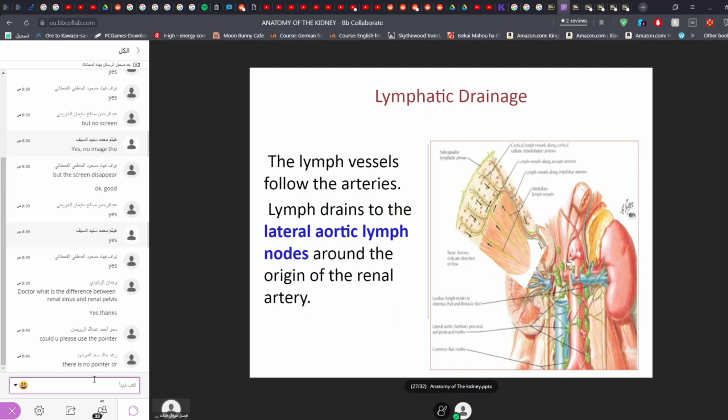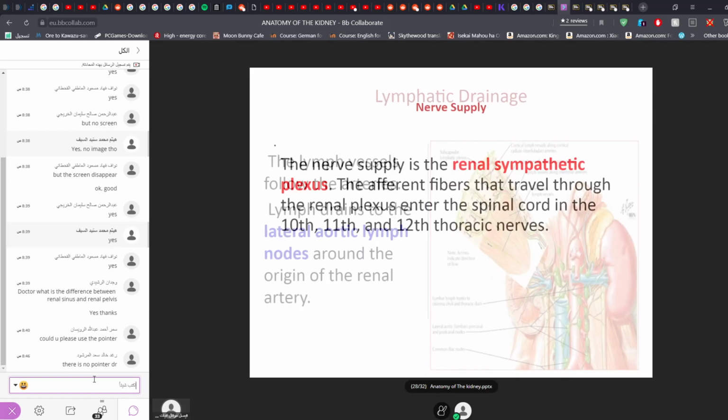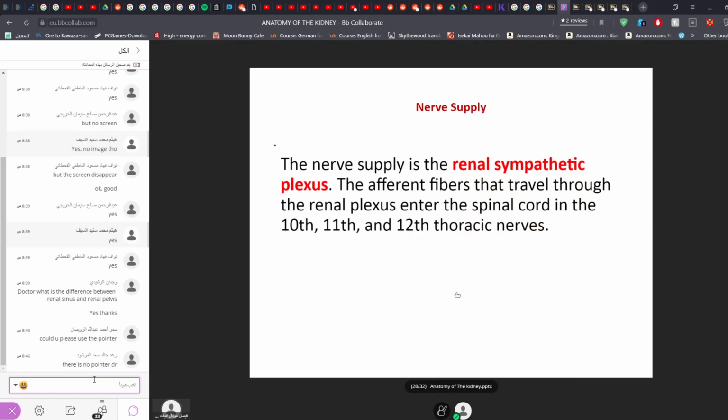Lymphatic drainage: as it is nearer to the abdominal aorta, there are para-aortic or lateral aortic lymph nodes which help in the drainage of the kidney. Then coming to the nerve supply, it is the renal sympathetic plexus. The afferent fibers that travel through the renal plexus enter the spinal cord at the 10th, 11th, and 12th thoracic nerve levels. So what are these? They are only for controlling vasodilation, or blood supply control.